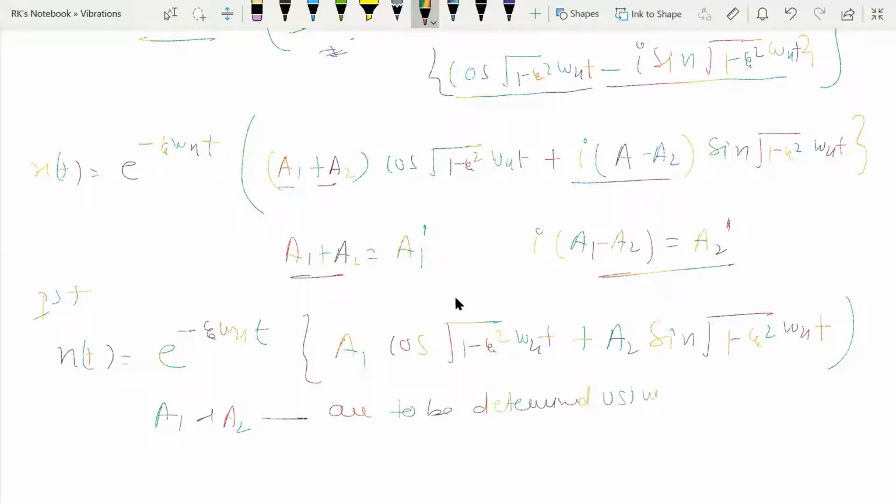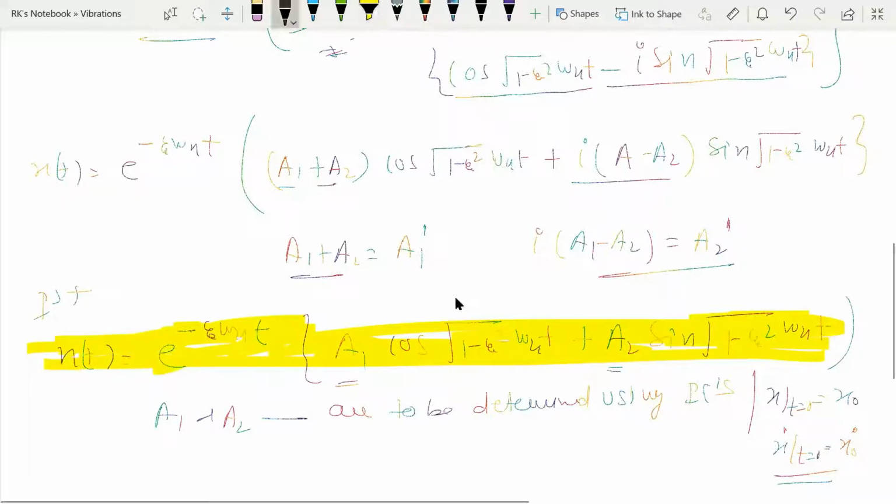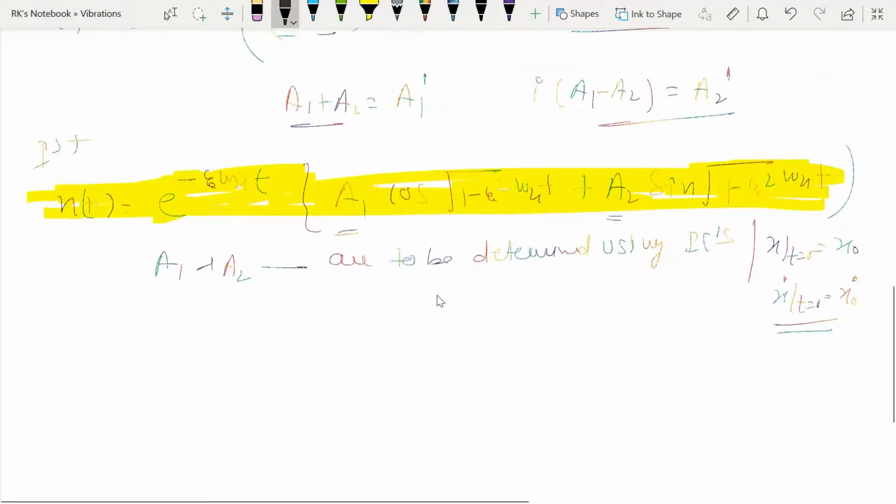using initial conditions, right? So initial conditions are x at t equal to 0 is x naught, and x dot at t equal to 0 is x naught dot. So these are initial conditions. So here A1 and A2 can be found using initial conditions. So this is one form of the solution, right? And we can get another form of this solution using A1 and A2 in the form of a trigonometric function.